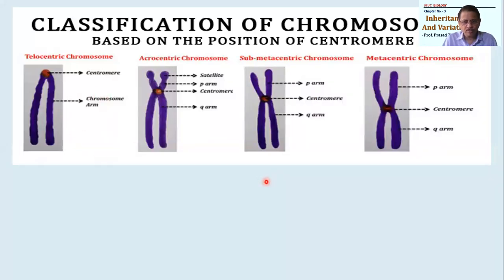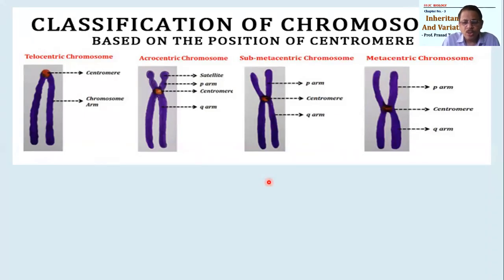So there are 4 types of chromosomes depending upon the position of the centromere. Metacentric, where the centromere is exactly at the center. Submetacentric, where the chromosome has the centromere nearer to the center but not exactly at the center. Then the third, acrocentric, where the centromere is present towards the end but not exactly at the end. And the fourth is telocentric, in which the centromere is exactly at the end. So this way we can say there are 4 types of chromosomes.